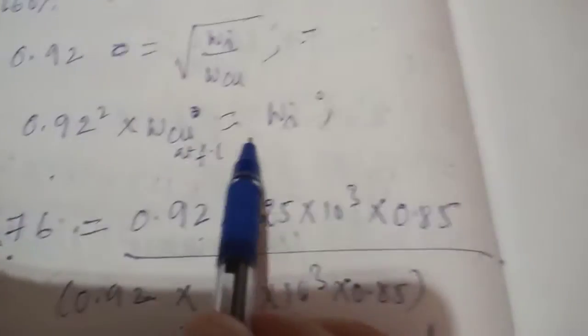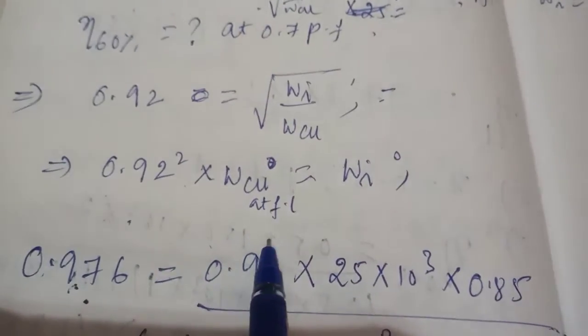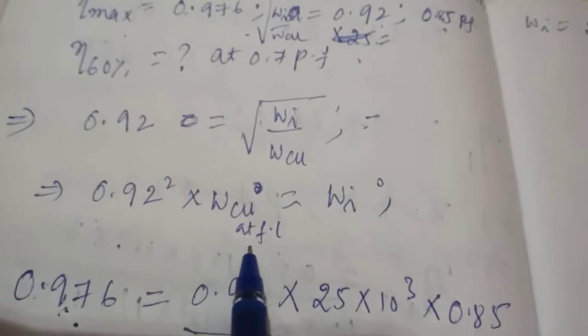It will come around 240.36 watts. So now one more relation we have here, Wi is equal to 0.92 square times WCU at full load. This is one more hint they have given.